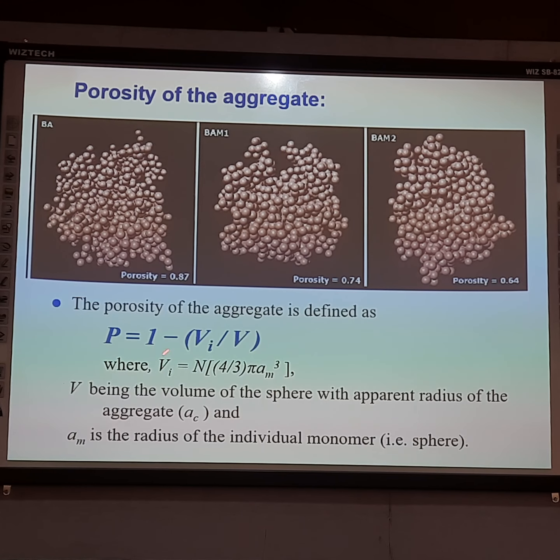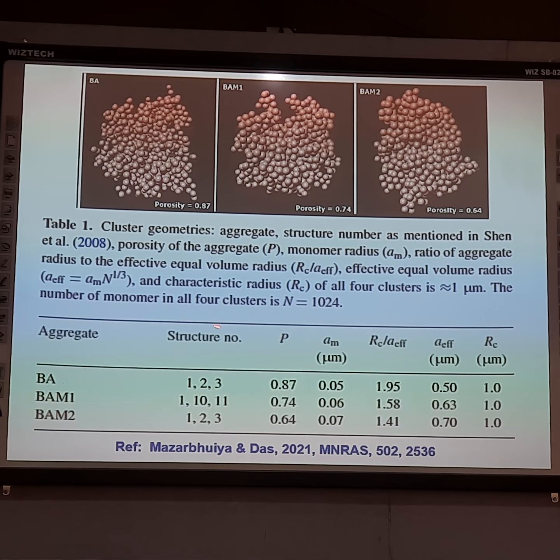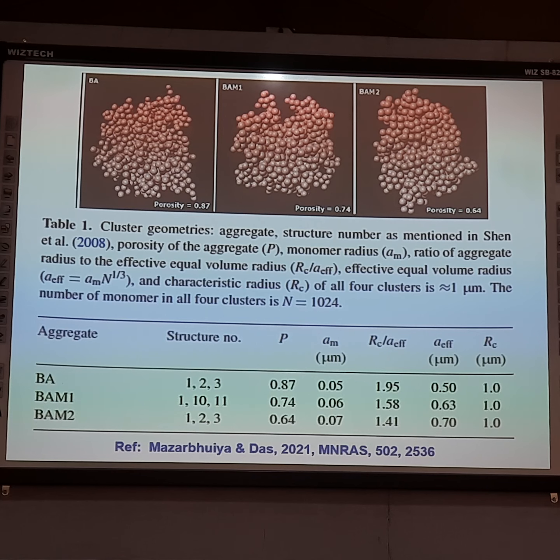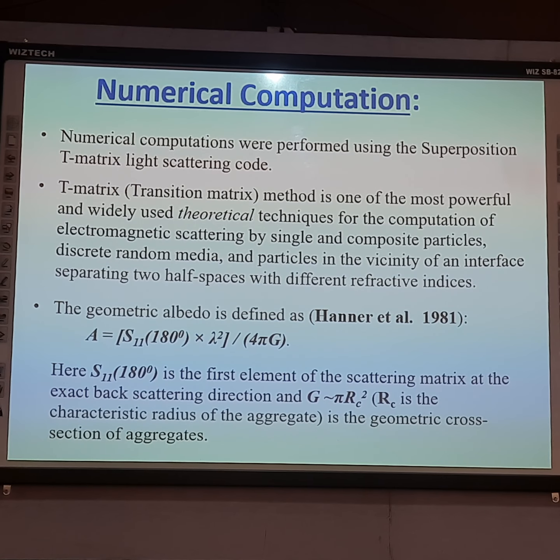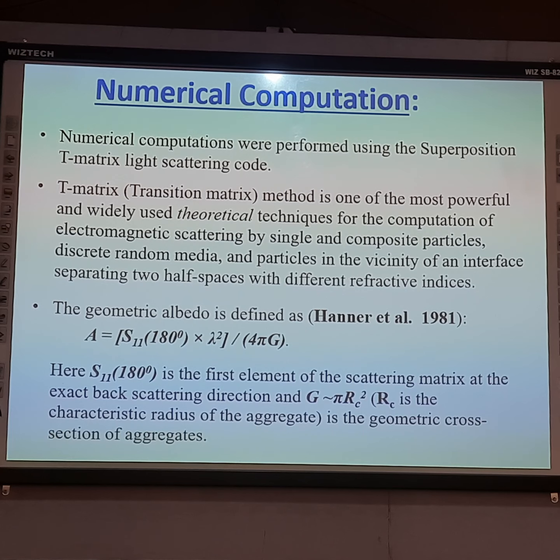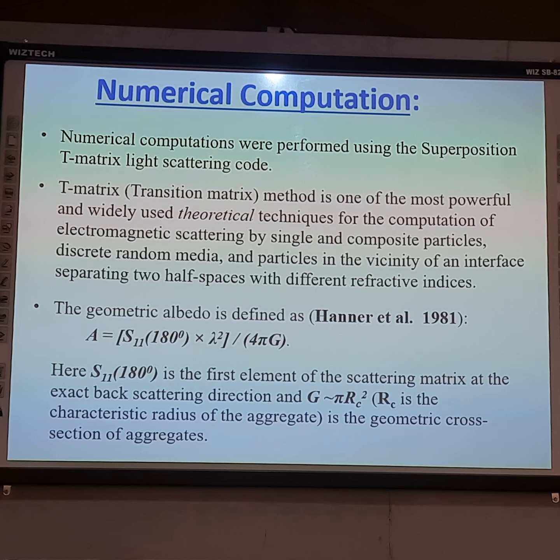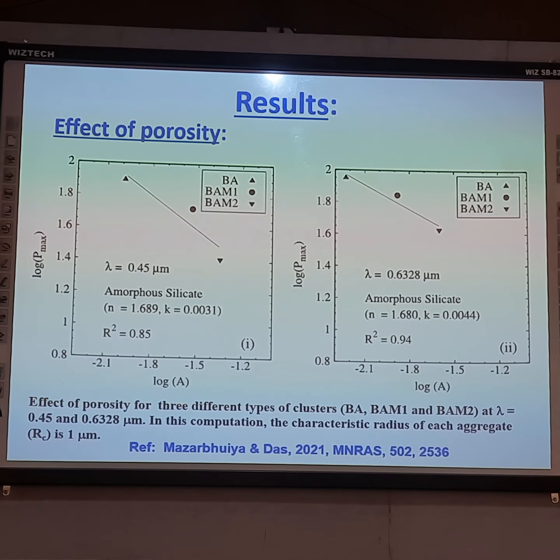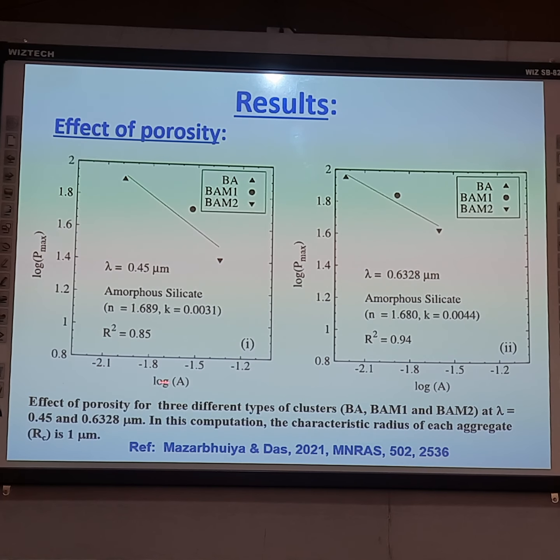So this is how porosity is defined, and we have taken three types of particles with different types of structure. These are random structures, so we consider three random structures, and the porosity is 0.87, 0.74 and 0.64. And we use the T-matrix code. This is the light scattering code. I am not going into the detailed part because this is too technical. So using the T-matrix scattering code, we executed our code, and the result which we are getting from the study I am showing you. And this is the albedo along this direction.